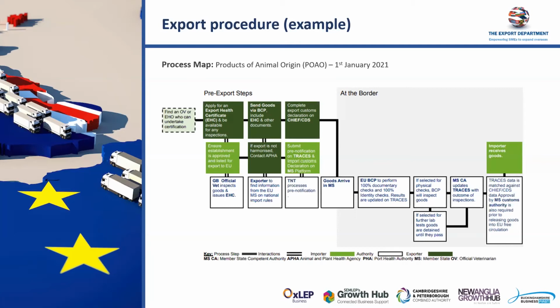If the goods aren't harmonised, then there might be other requirements placed upon them, which would mean referring them to APHA, the Animal and Plant Health Agency. Then the UK exporter makes the export entry, which, as we say, operates as the export summary declaration as well.